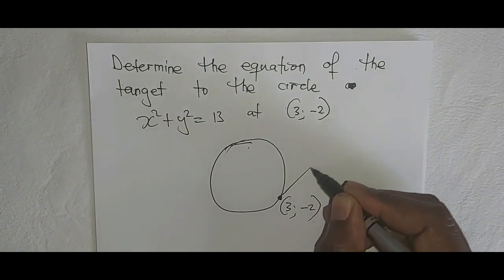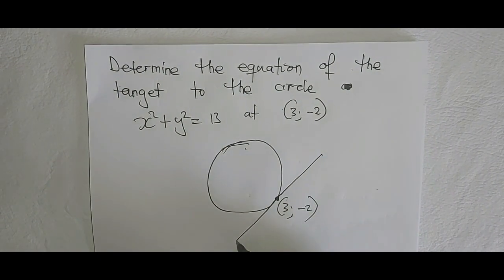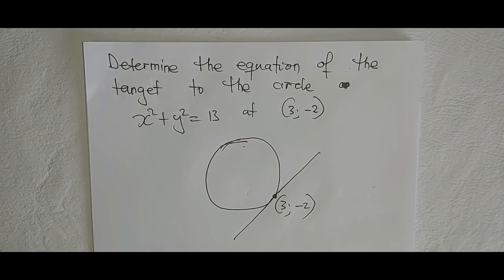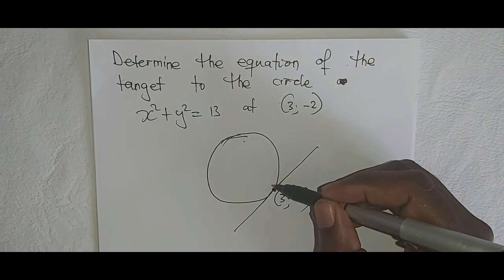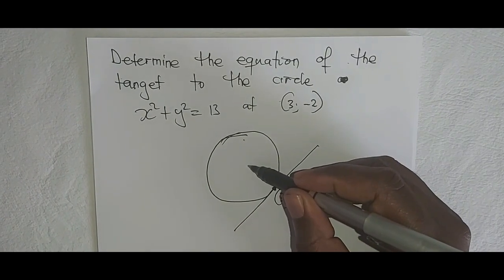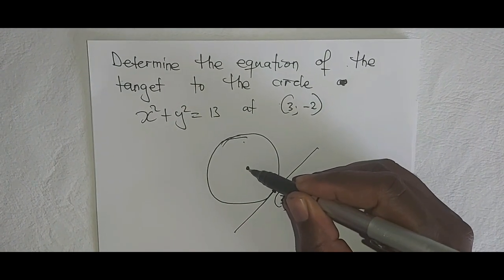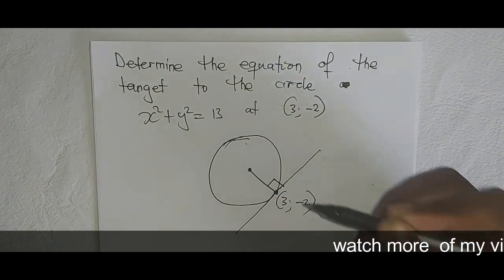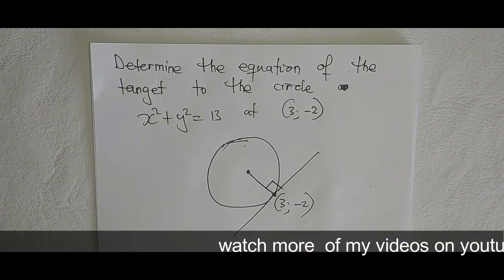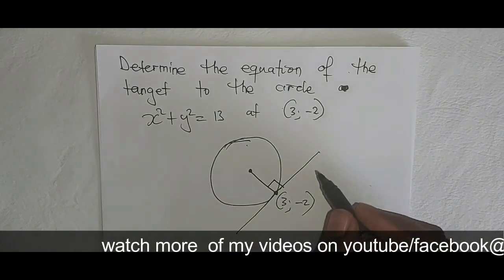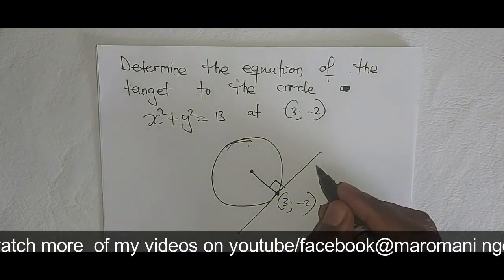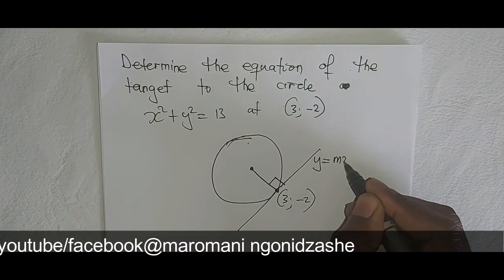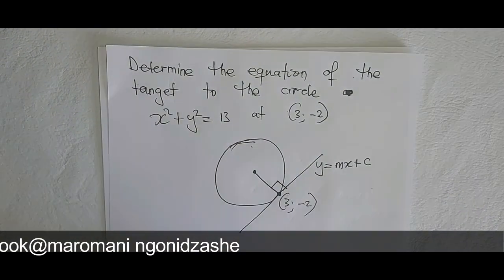If I have my tangent there, remember a tangent is a straight line that touches a circle. We need to be reminded that the tangent is always perpendicular to the radius at the point of contact. And again, you must also know that the tangent, since it's a straight line, has an equation given by y equals mx plus c.